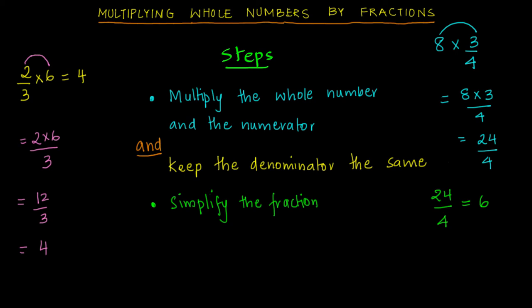So let's review the steps. When we have to multiply a whole number by a fraction, you first multiply the whole number and the numerator while keeping the denominator the same. And once you have done that, you then simplify the fraction.